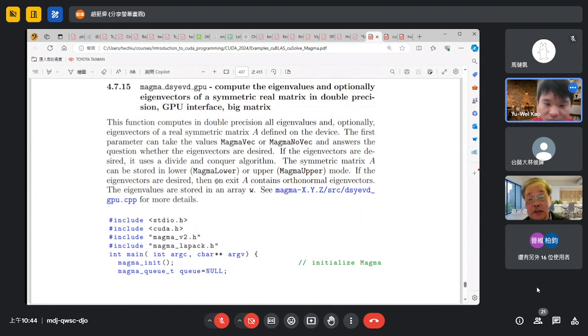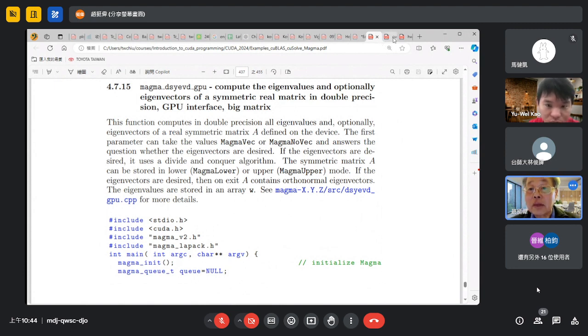Then for the eigenvector, you need n squared elements. But for A, you only need n times (n minus 1) over 2, plus n for all the diagonal ones. So that's it, right? Okay, good.